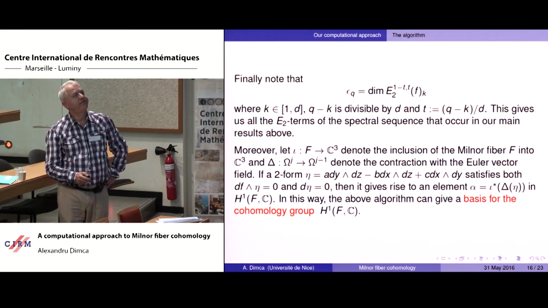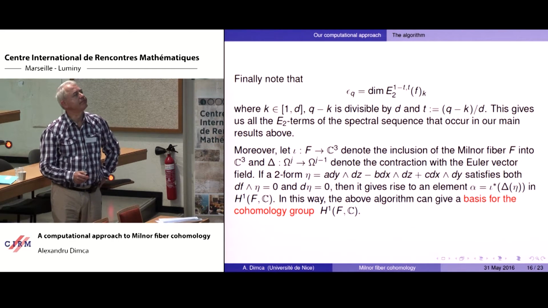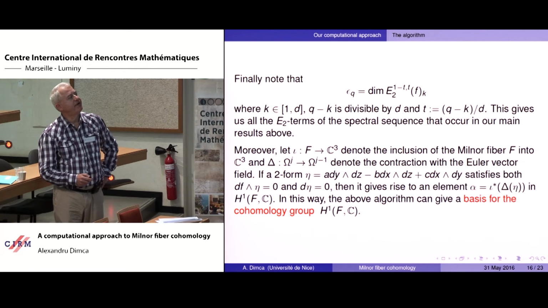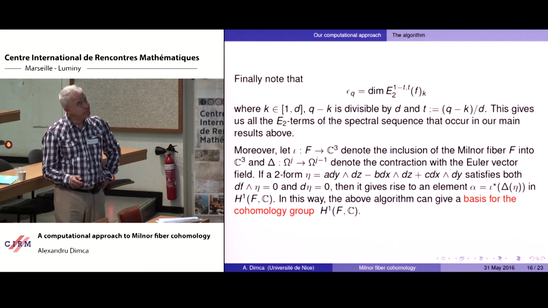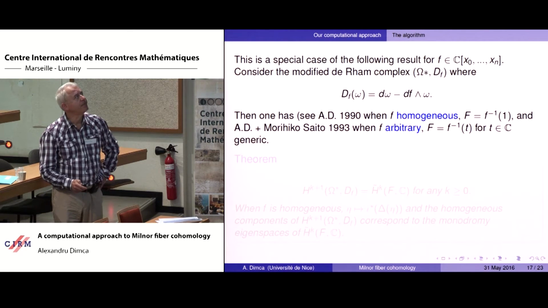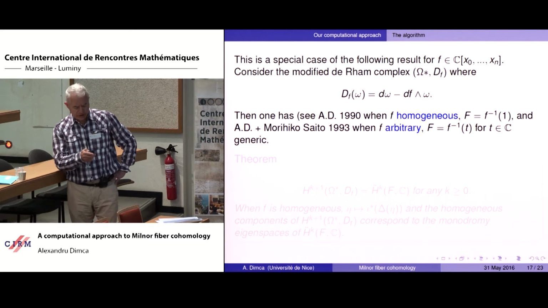And moreover, if by chance I get a two-form eta which satisfies both conditions, that is df wedge eta equal to 0, and eta is a closed form, then it gives rise to an element in the cohomology in a very explicit way, where this denotes a contraction by the Euler field of the form eta. Okay? And this is a special case of a general result.